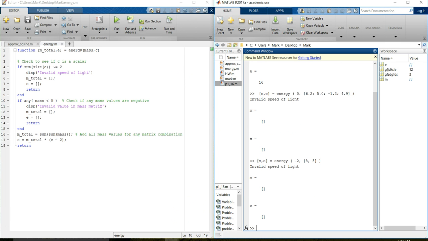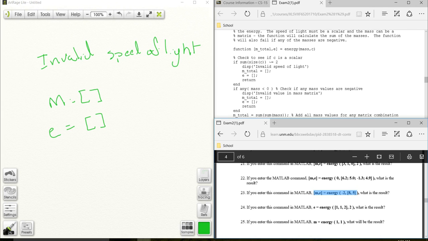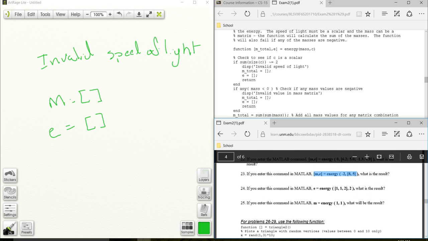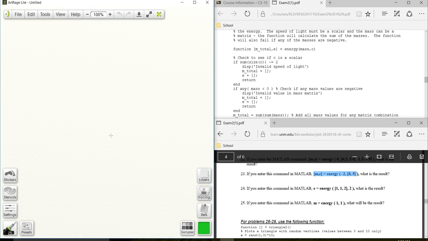Invalid speed of light. M is equal to an empty matrix. E is equal to an empty matrix. Let's go on to 24. If you enter the command E is equal to energy 112, 2, what is the result? Well, let's come over here and start working it out.